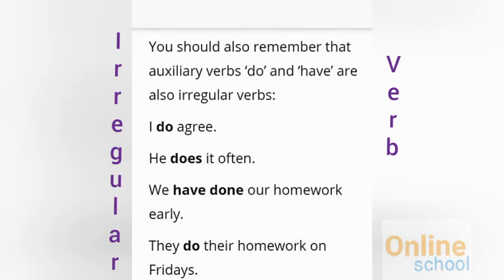You should also remember that the auxiliary verbs do and have are also irregular verbs. Examples are: I do agree. He does it often. We have done our homework early. They do their homework on Friday.